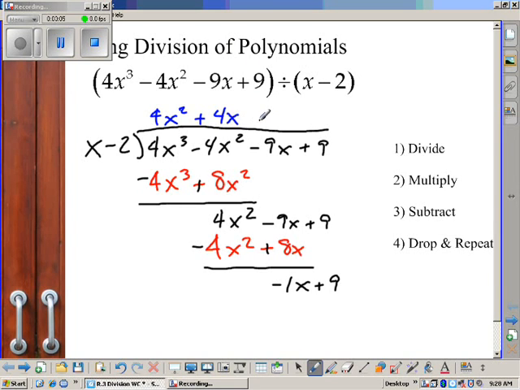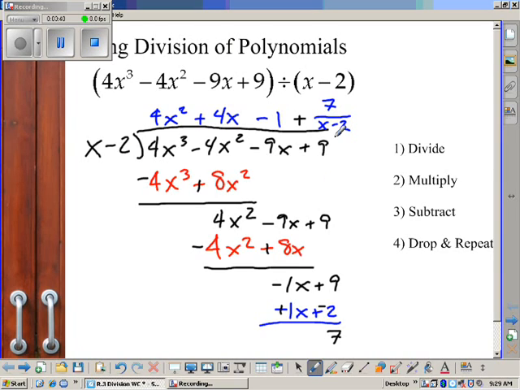Negative 1, you multiply that through, and you come up with negative 1x plus 2. And then again, you're going to subtract that. So then this becomes plus, this becomes a negative, and you get left over with 7. And now instead of writing down remainder 7 up here, we're going to write down plus the remainder, which is 7, over your divisor. So in this case, over x minus 2.